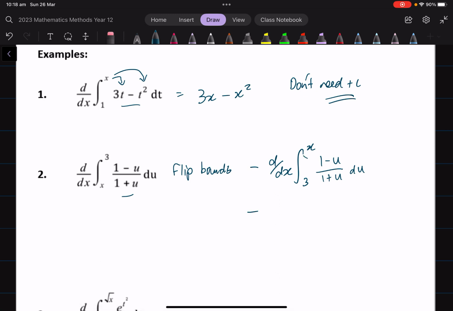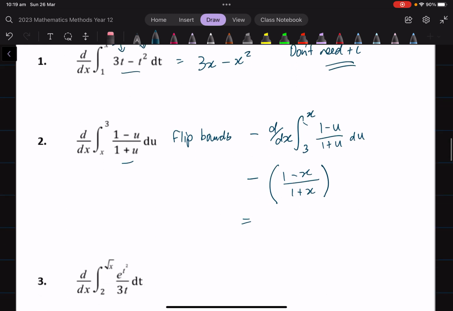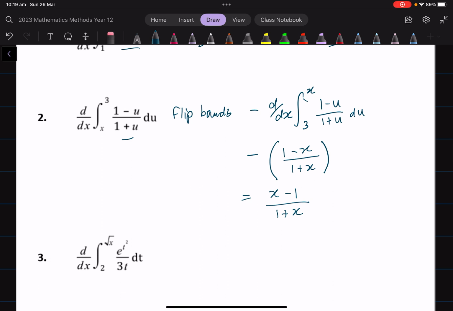And now what we're going to do is substitute the x for where the u is. So we've got 1 minus x over 1 plus x. And if we expand out the negative from out the front, negative 1 and negative x, we'll have x minus 1 on the top and 1 plus x on the bottom, or x plus 1 on the bottom. And then we're done. So whenever you have the constant term at the top limit of the bound, we're going to flip it and make it a negative integral.